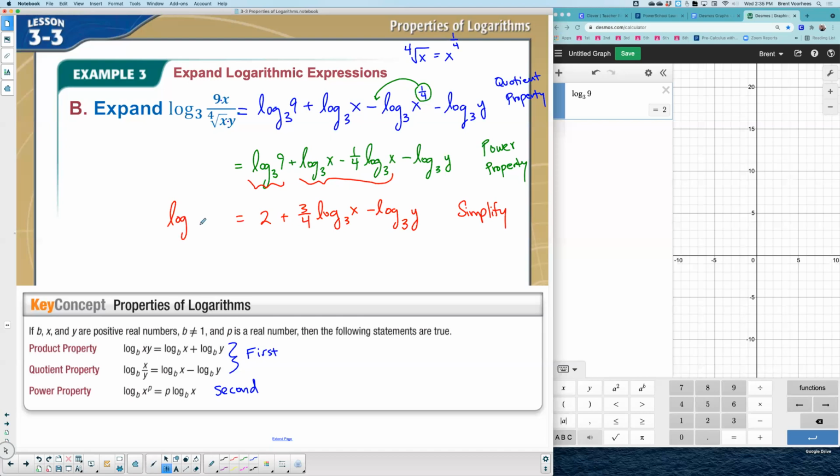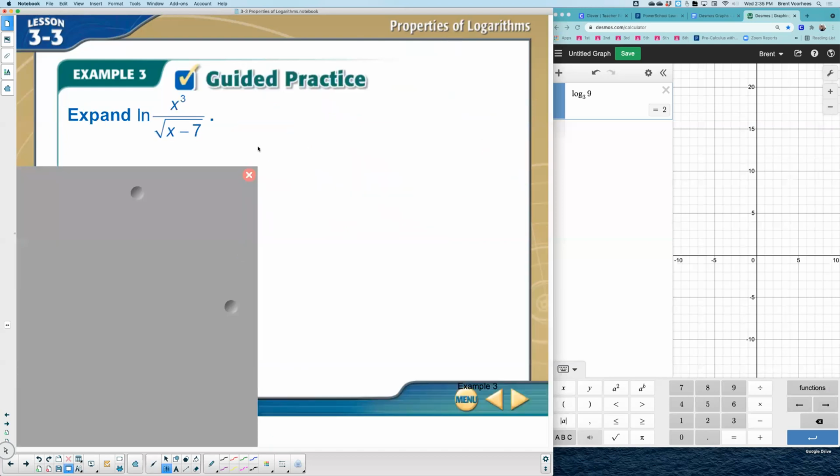All that, log base 3 of 9x over the 4th root of x times y, which is a whole lot to write there, but that's the solution. All right, you've seen me do it now a couple times. You follow the same steps and solve DOL number 3.